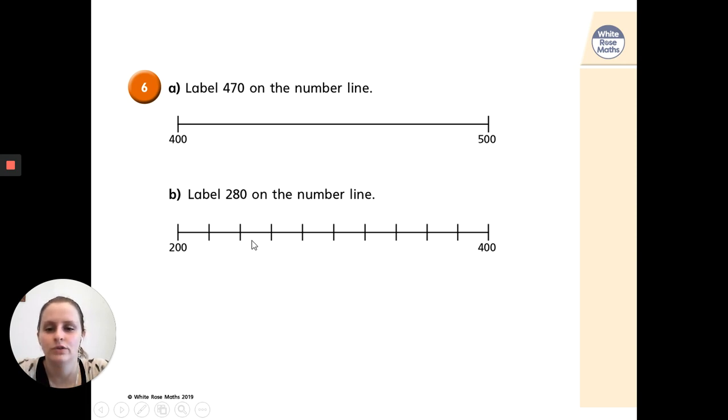So if I've got 1, 2, 3, 4, 5, 6, 7, 8, 9, 10. Oh, now I can do half of 10. So work out half of 10, count those increments, and then wherever you get to, put 300. When you've got 300 on there, then you can work out where 280 needs to go.